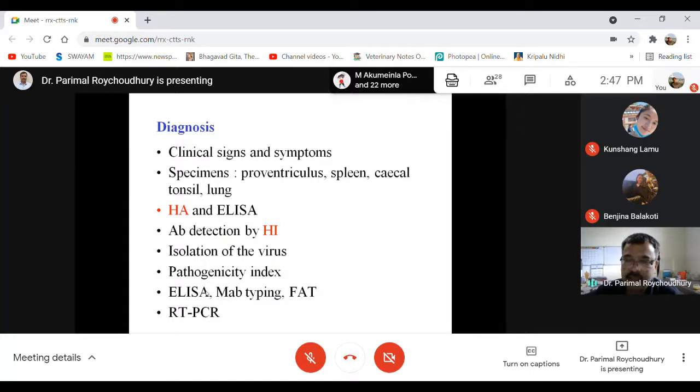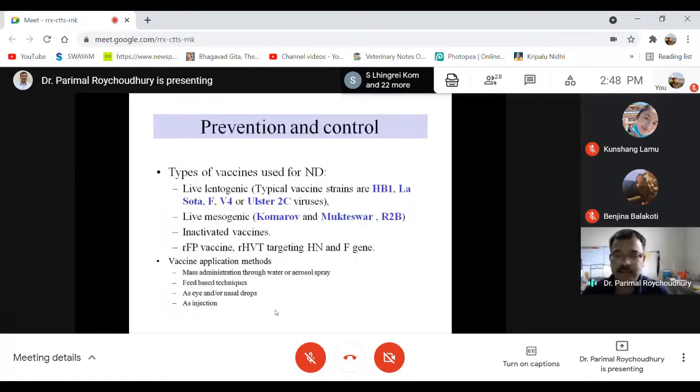So HA test, hemagglutination, and HI for antibody detection, we can perform. Then very well we can isolate the virus in embryonated egg as well as in cell culture, and subsequently we can find out the pathogenicity index. And other tests like FAT are there for detection of the virus in cell culture. And since it's an RNA virus, we can go for the RT-PCR test for accurate detection. The virus-specific genes can be amplified and detected in a very short time.